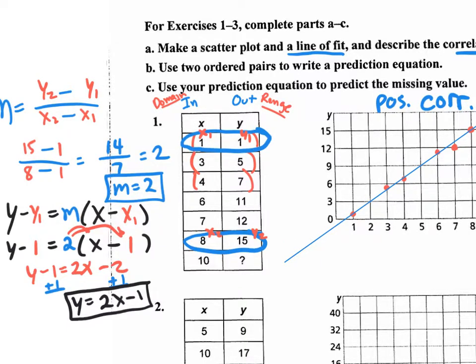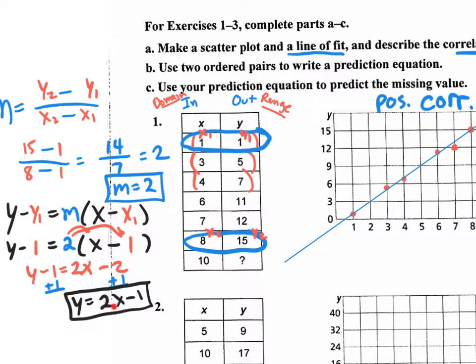Now, part C, it says use your prediction equation. This is the prediction equation in slope-intercept form to predict the missing value. So right here there's a 10. What's the missing value? We need to find that out. So remember, an XY table is really an input-output table. It's a domain range table. So what this is saying is if you put in the 10, because 10 is the input, and where are you going to put in the 10? On your x's, because the x's are your inputs. Put in that 10 right in there, and then do the math.